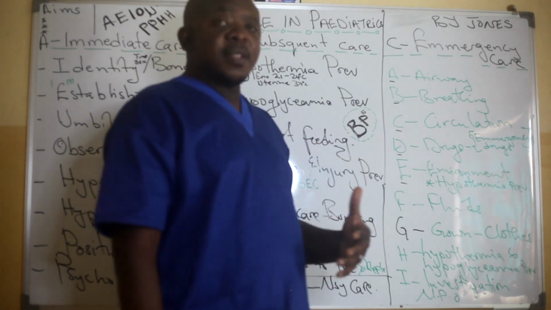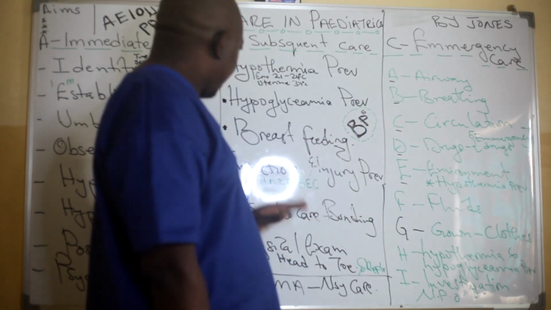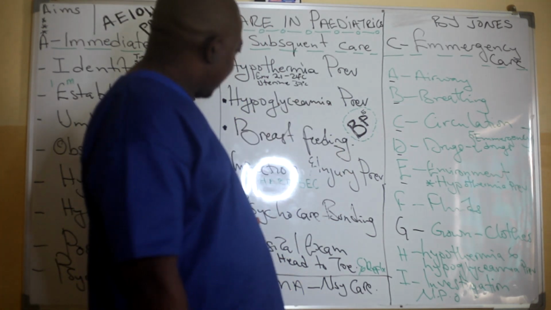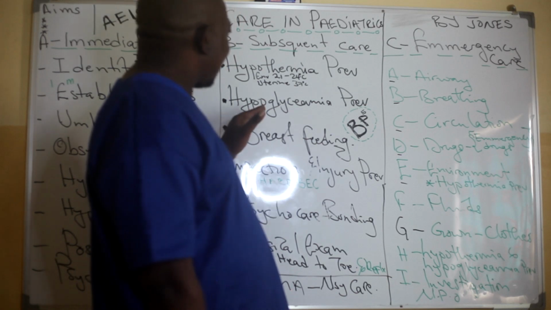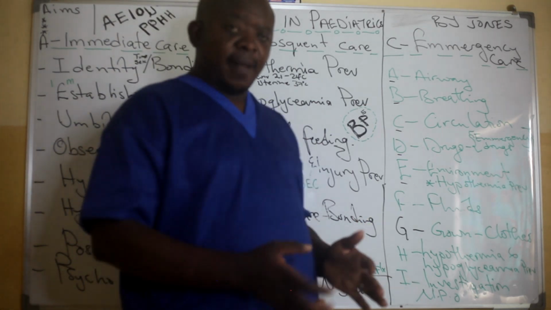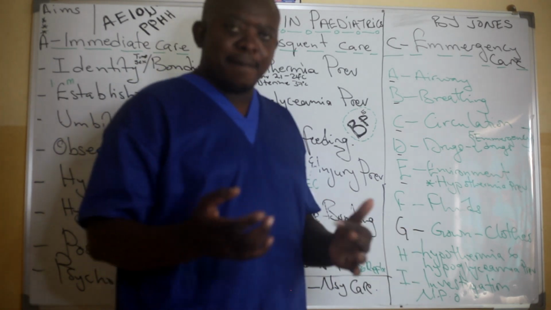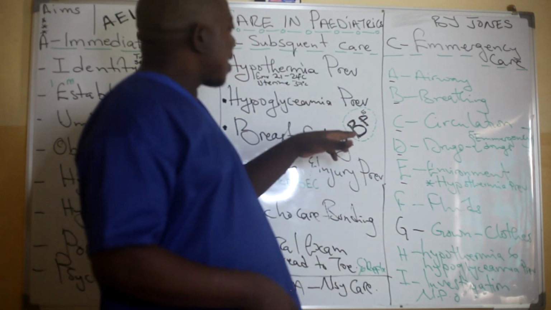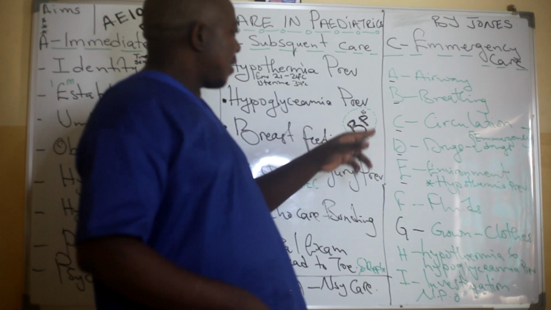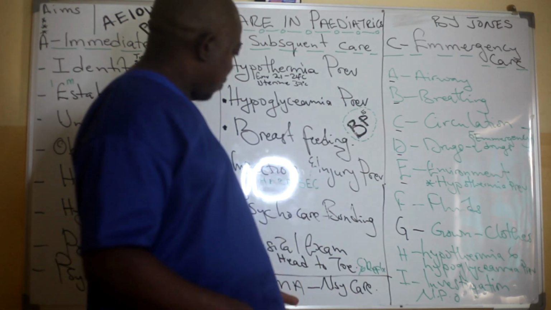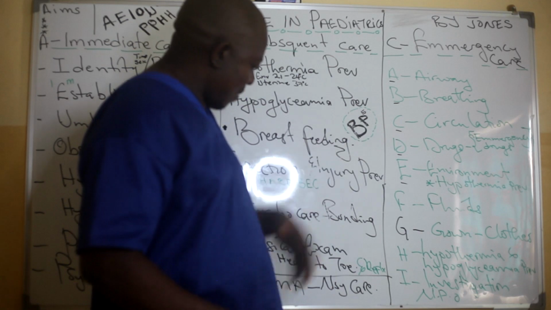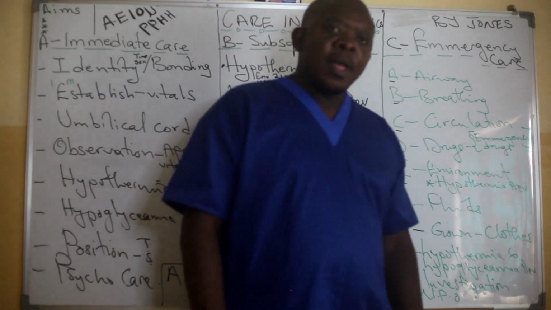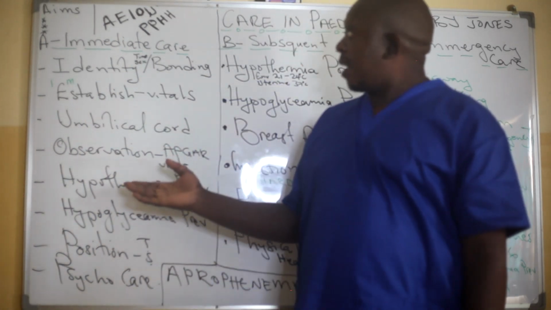All right, so now, in a nutshell, when you're looking at subsequent care, here the mnemonic is just B and P to the power 5. So B is breastfeeding, and then P is for psychological care, physical examination, okay, and then we look at the hypoglycemia, like BPH. We're looking at the breastfeeding, psychological care, the position, those things that you need to teach the mother, hypoglycemia, hypothermia prevention.